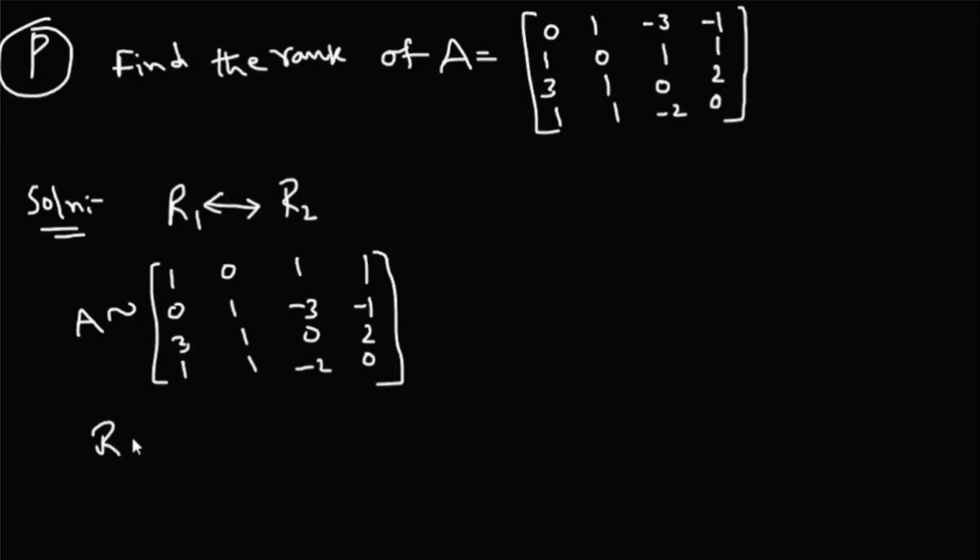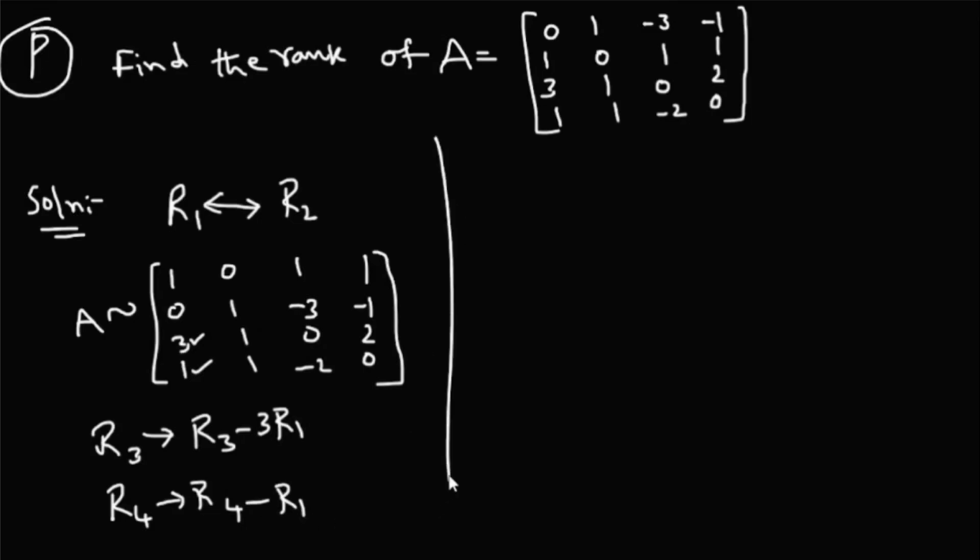Next. Now we need to make these two entries 0. This is already 0. Right? So how to make these three 0? R3 minus 3R1, and R4 minus R1. So now A becomes, A is similar to, no change in the first row: 1, 0, 1, 1.